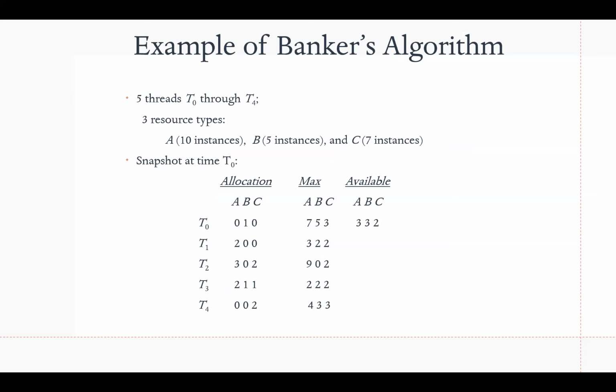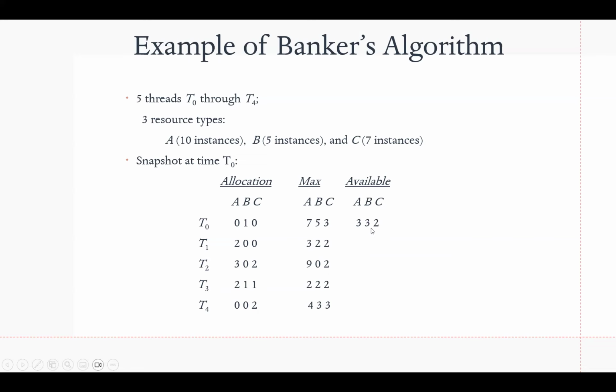So you can see here, there are 5 processes or threads, T0 to T4, and 3 resource types are given. A, which has 10 instances, B, which has 5 instances, and resource type C, which has 7 instances. This is a snapshot of a particular system at time T0. So these are the processes or threads. This is the current allocation matrix, maximum matrix, and available vector.